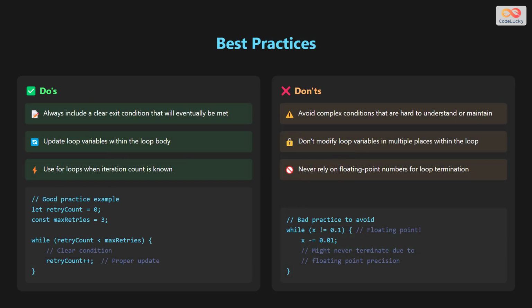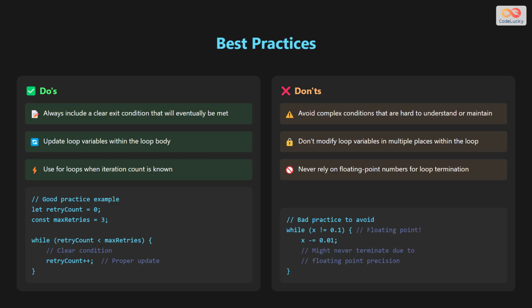Finally, let's review some best practices for using while loops. First, let's look at some do's. Always include a clear exit condition that will eventually be met. Make sure you update loop variables within the loop body. Also use for loops when the iteration count is known.